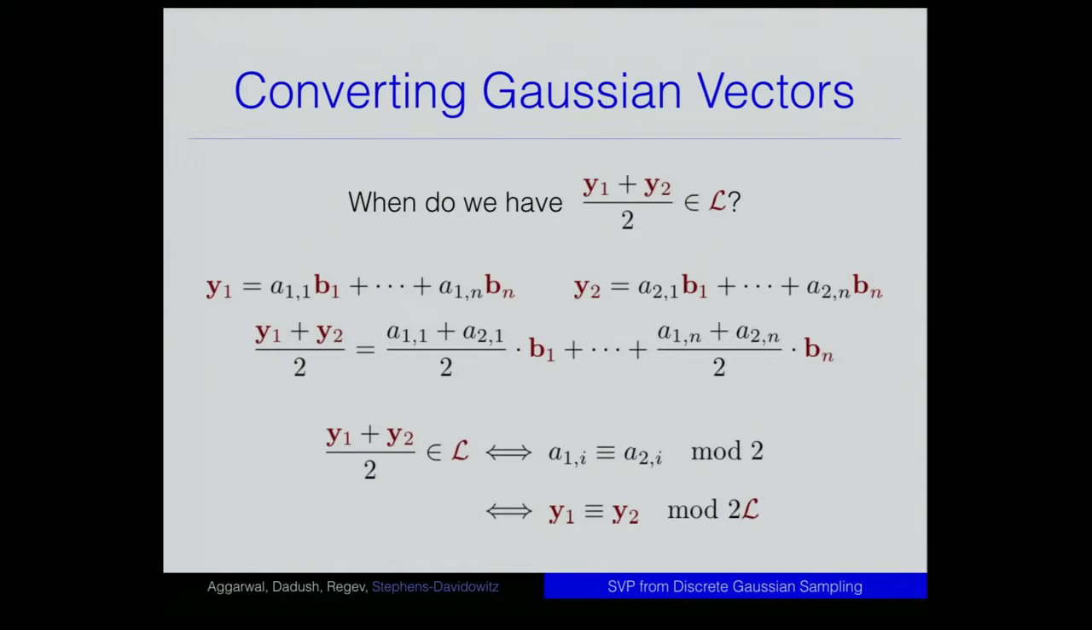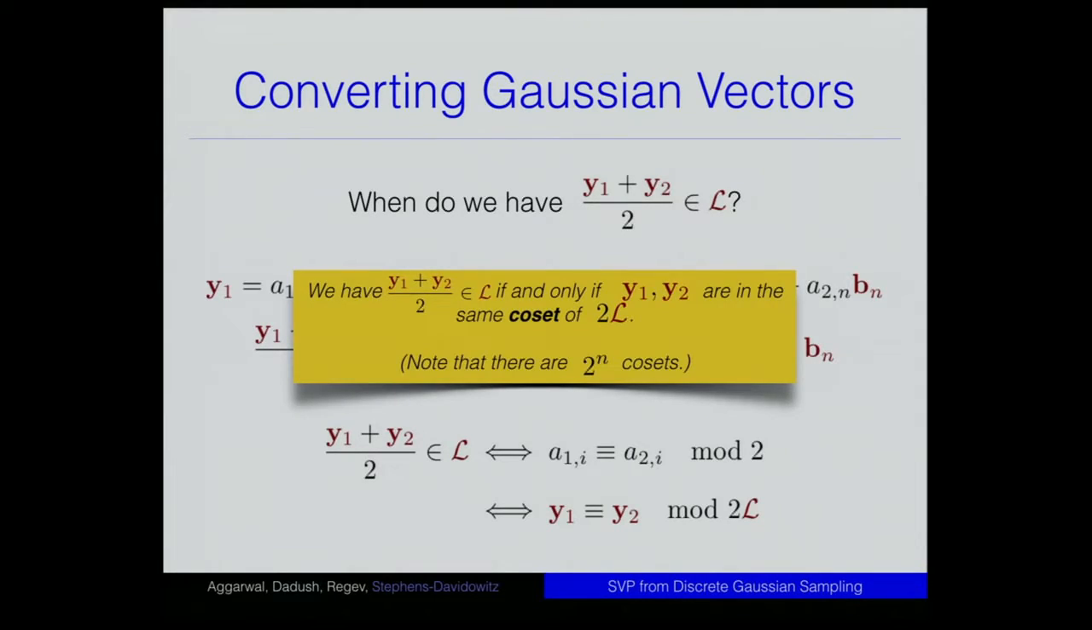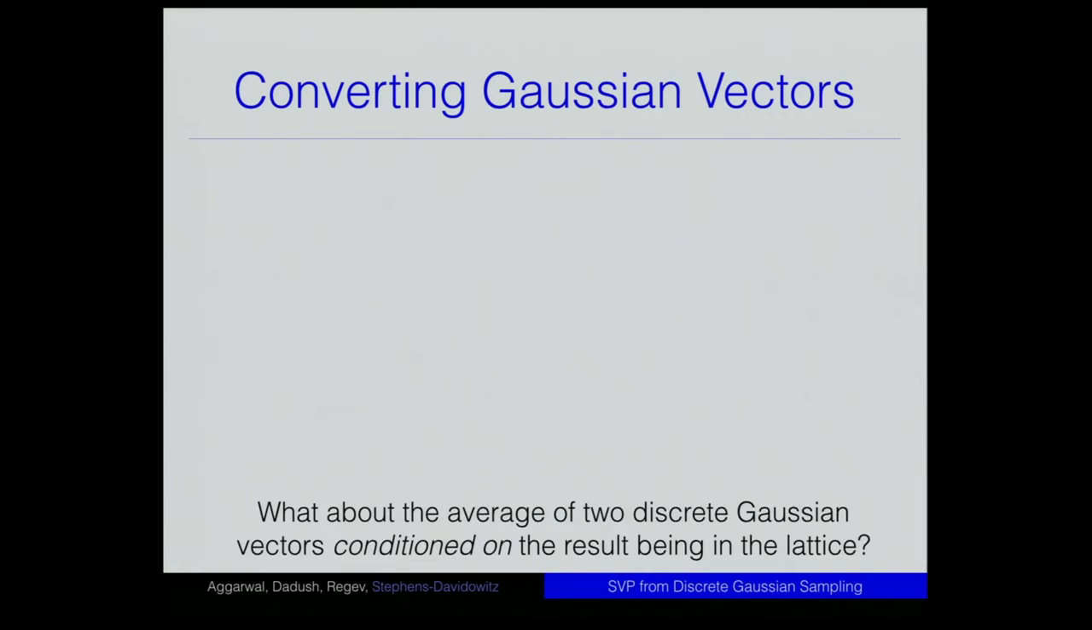Another way to say this is that y1 is equivalent to y2 modulo twice the lattice. This is just the algebraic way of saying this. So just to hammer this home, the average of two lattice vectors is in the lattice if and only if they lie in the same coset mod twice the lattice. And there are 2 to the n cosets, one for each parity vector mod 2. So this is one of the most technical parts of our algorithm, I swear.